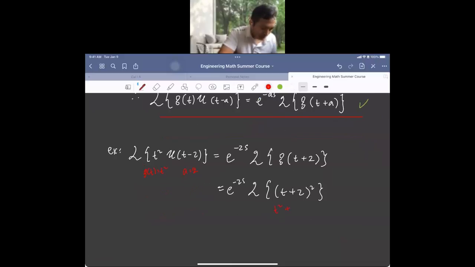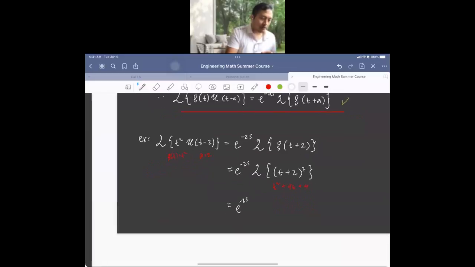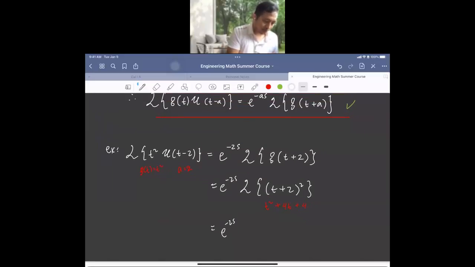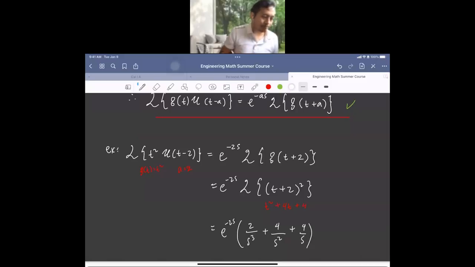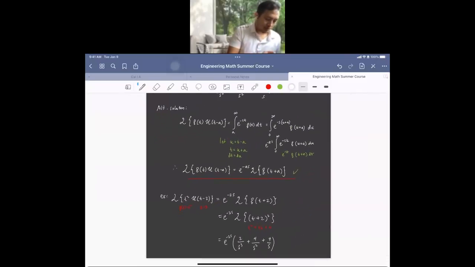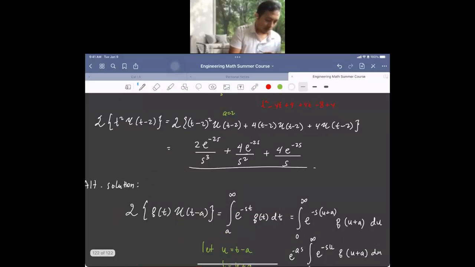Or we can say that this is t squared plus 4t plus 4, right? So we can write Laplace of t squared is, t squared becomes 2 over s cubed. Oh, sorry, cube, it's supposed to be cube. Plus 4 over s squared. Sorry, this is 4 over s. And then this is equal to what we have here, right?